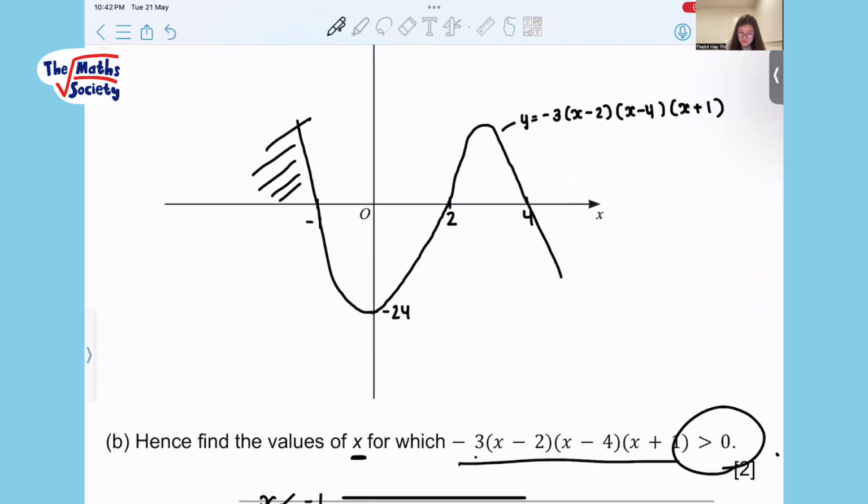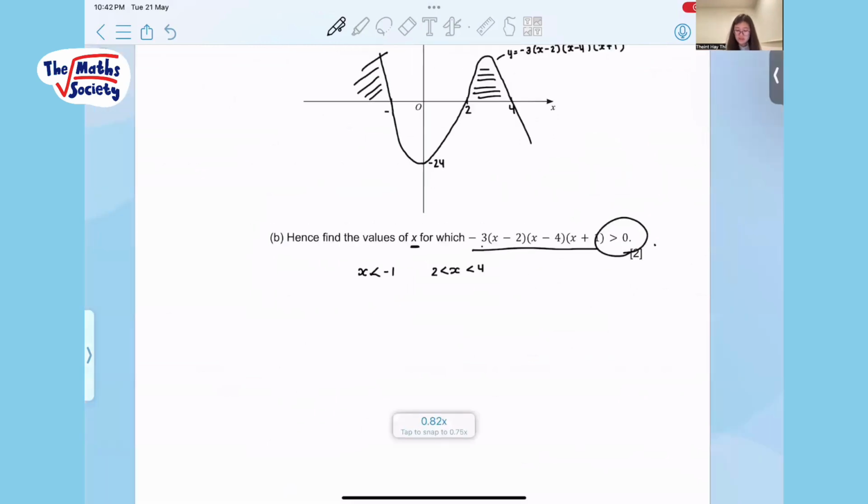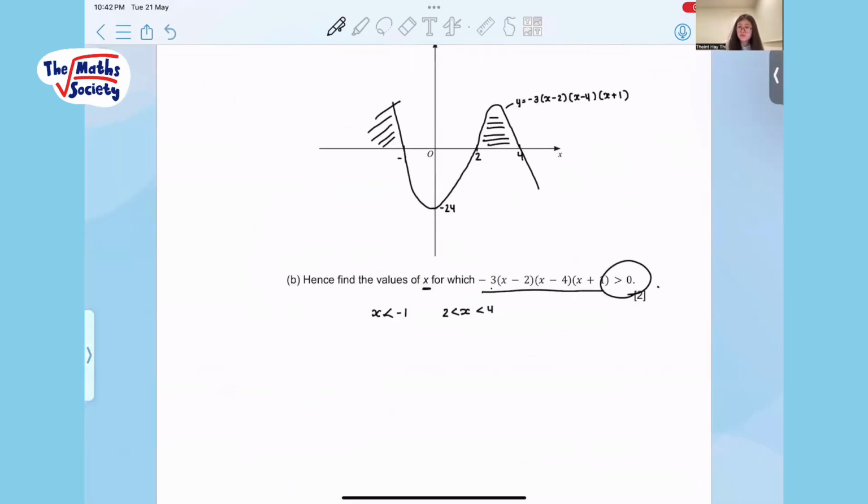And for greater than 0, we know that between 2 and 4, it's going to be above the axis. So it's just going to be in between them, which means x is going to be between 2 and 4. And that's how you can determine it from looking at the graph.